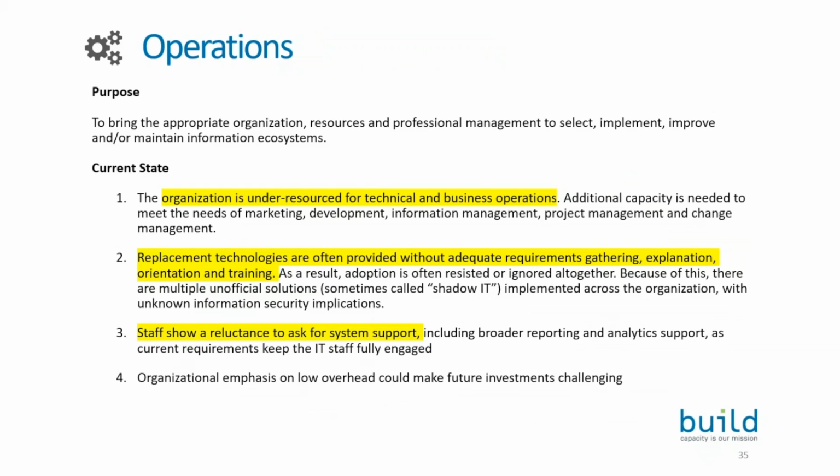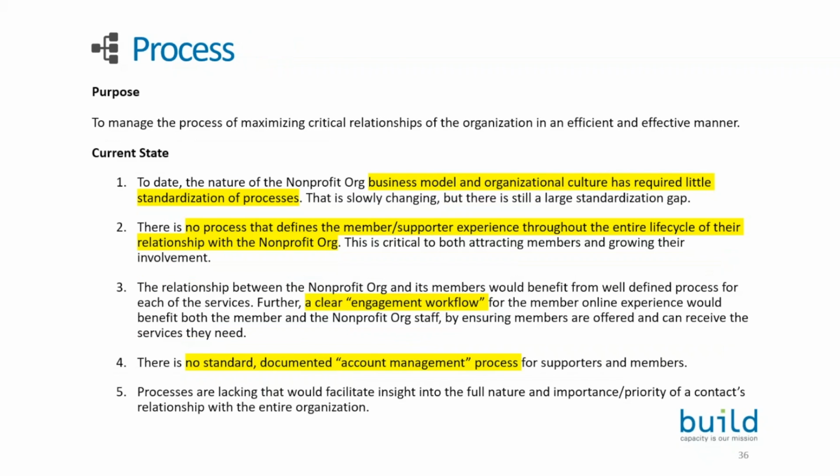Operations, things that we commonly see: the organization is under-resourced for technical and business operations. Replacement technologies are often provided without the adequate requirements gathering that we discussed, and staff show a reluctance to ask for system support. So you want to organize your observations of the organization into the areas of the information strategy and really say, here's what the current state is, here's what we're observing today in each of these areas. Here's how we need to adjust that in order to move forward clearly.